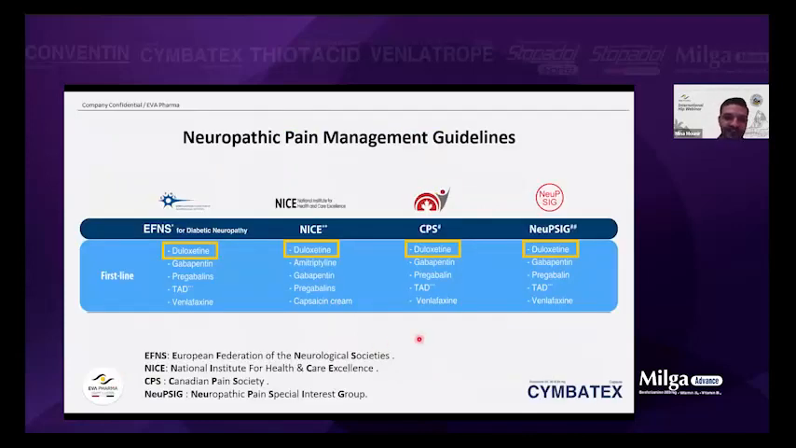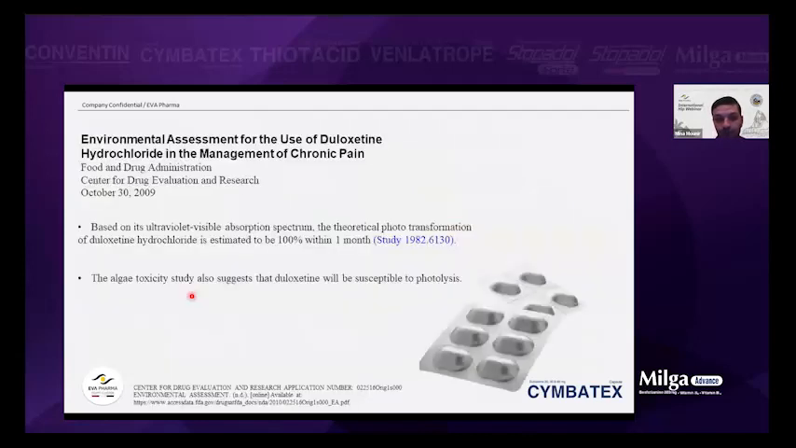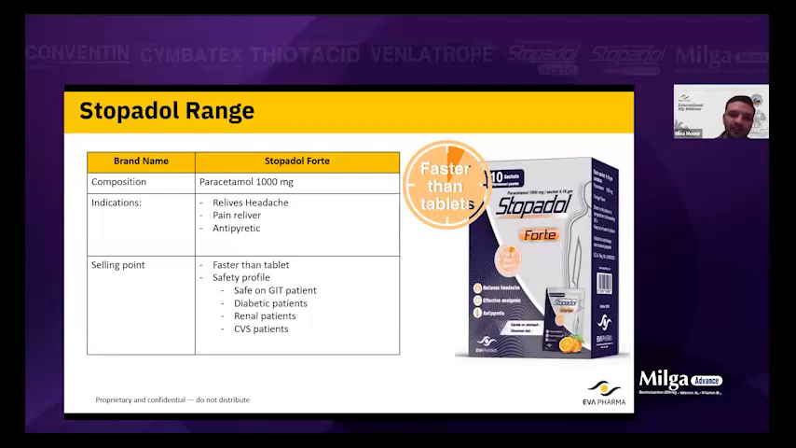Duloxetine or Sympatex is recognized by many international organizations like EFNS, NICE, and the Canadian Pain Society as a first-line treatment of neuropathic pain in the case of entrapment neuropathies. Actually, what makes Sympatex unique is that the molecule duloxetine is always subject to phototransformation. So Sympatex is the only brand which is made by the Alo technique, which prevents phototransformation deterioration and protects it from moisture.